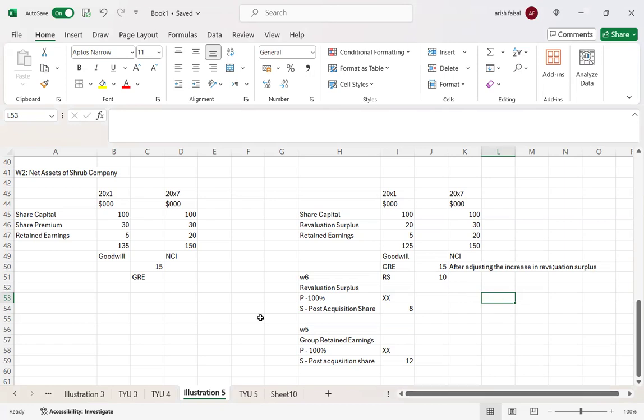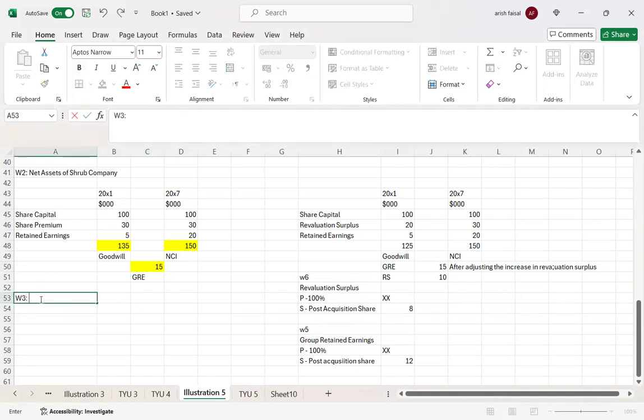Okay. Now coming back again to this question, the net asset at the acquisition date was 135 and the net asset at the reporting date was 150. So the total increase in the net asset has been 15. And in this case, because the share premium or the revaluation surplus, whatever, is exactly the same, the entire 15 would be a part of the group retained earnings. So this 135 goes for the goodwill, this 150 goes for the NCI, and this 15 goes for the group retained earnings. Okay.